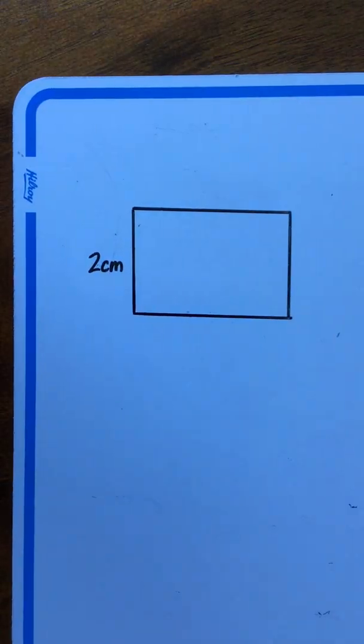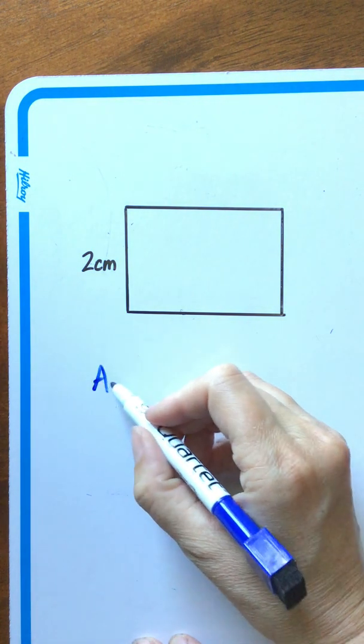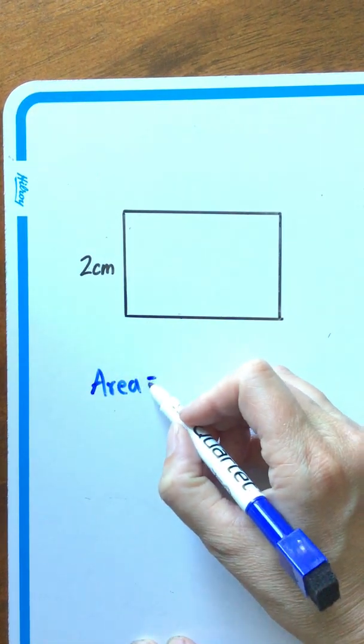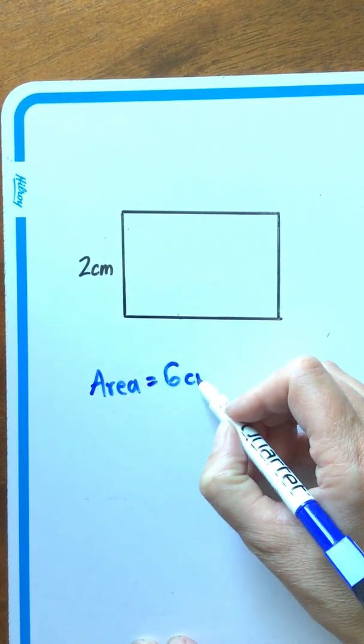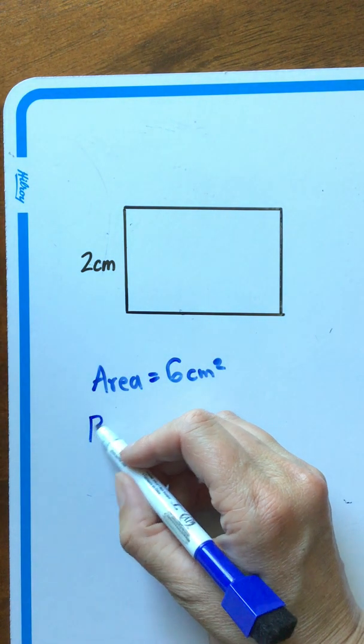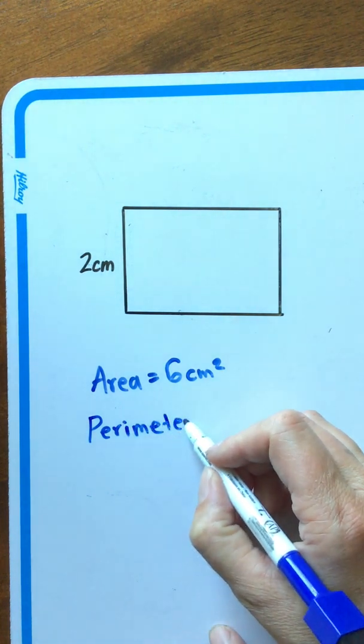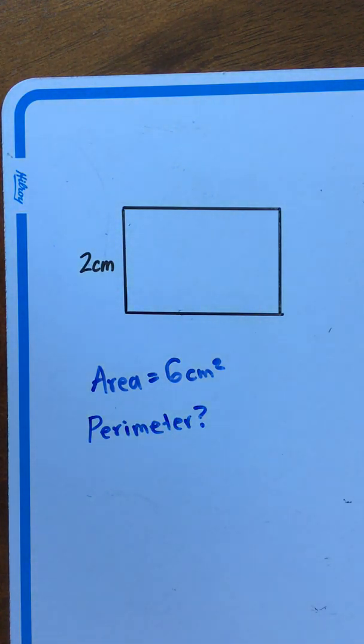Except, what if this is the rectangle that they give you, and that's all the information they tell you, with the one exception, they tell you that the area is equal to 6 centimeters squared. That's what they tell you. What they want to know is, what is the perimeter? Is there a way that we can figure that out?